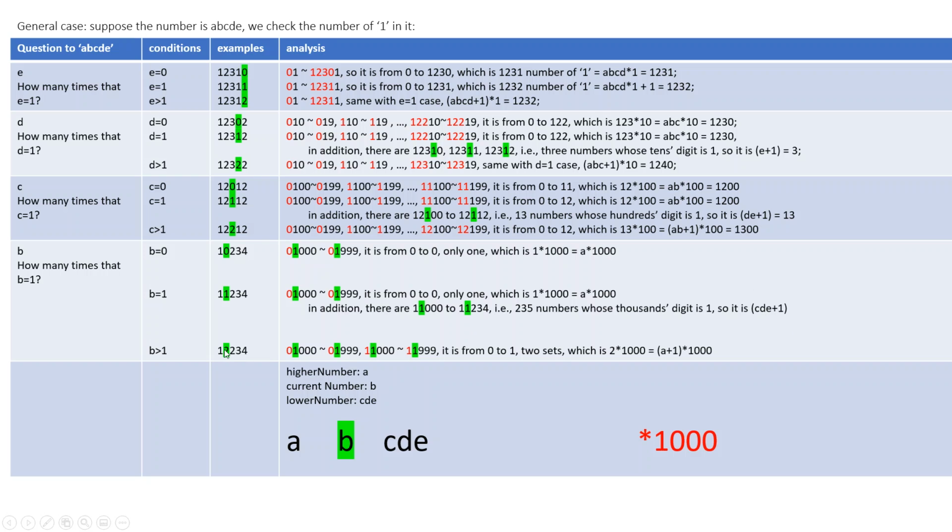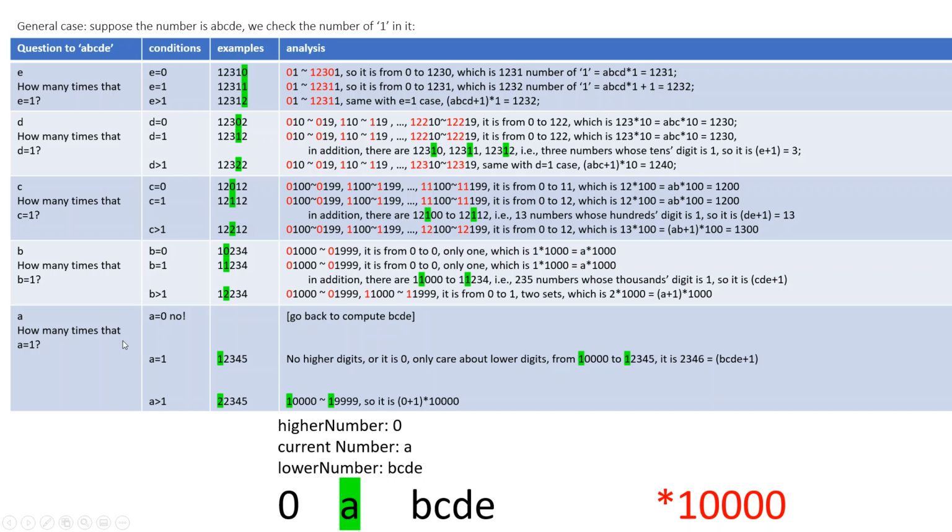Is it clear? Now when B is larger than 1, we can additionally form one subset with 1000 elements. It's from 0 to 1 now, which is 2 times 1000. It's A plus 1 times 1000. I think till now the rule will be very, very clear. But let's look at the final A case, the left hand side boundary. So same question. How many times does A equal 1, right?